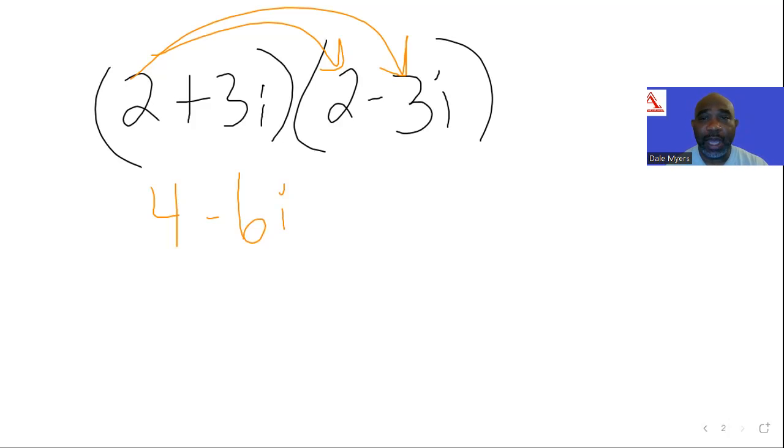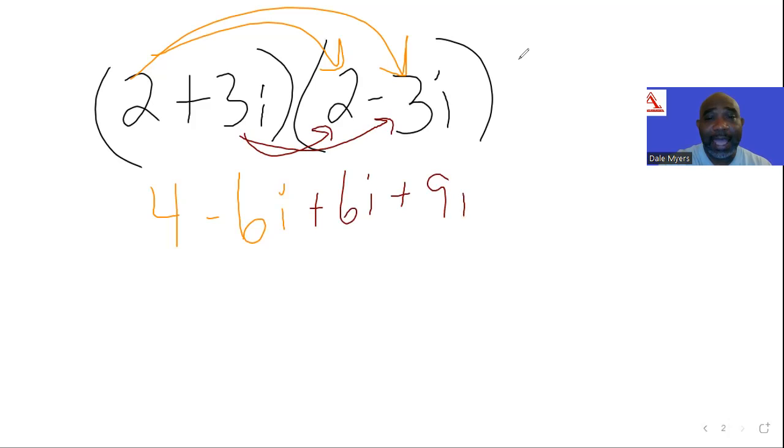You guys are okay with that. Now let's distribute the 3i. 3i times 2: 3 times 2 is 6. So this is positive 6i. And then 3i times negative 3i. 3 times 3 is 9, and i times i is i squared.